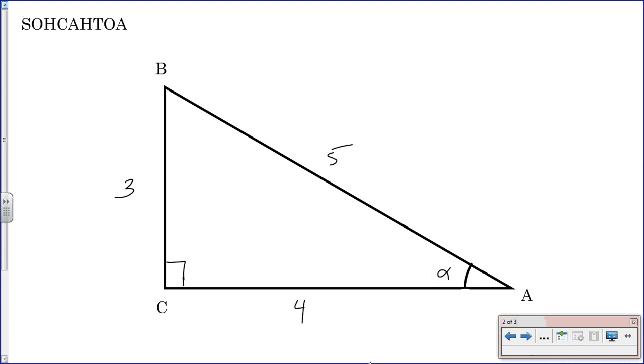Now, if you remember, the side on the complete other side of your triangle from your angle is always your opposite side. And the side right next to your angle is always your adjacent side. It's adjacent to your angle. It's right next to your angle. And of course, the side opposite your 90-degree angle is your hypotenuse. So there are the three sides of our triangle.